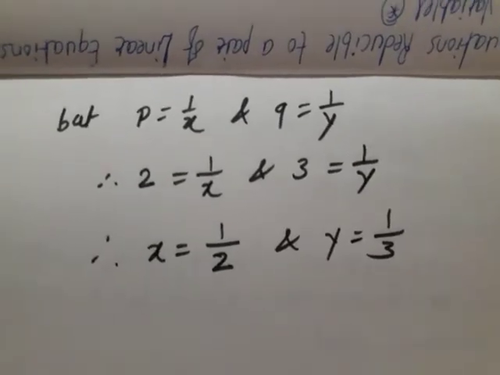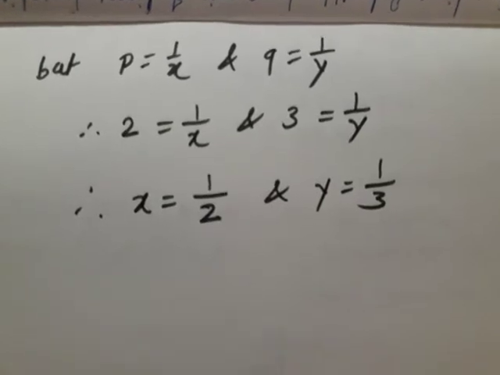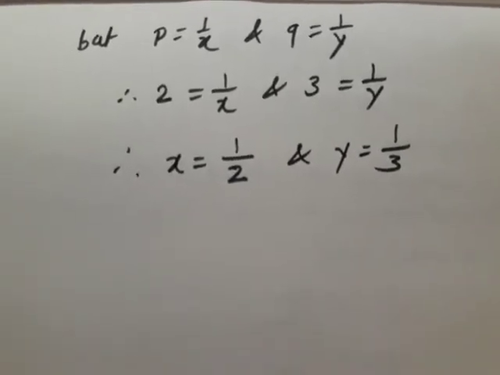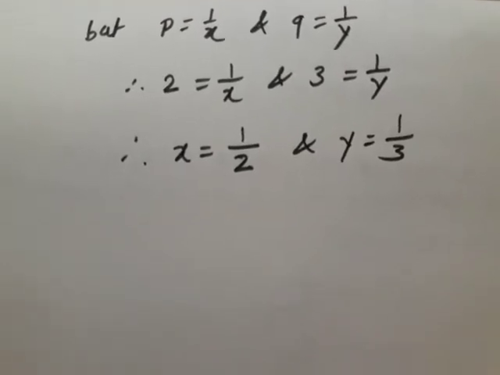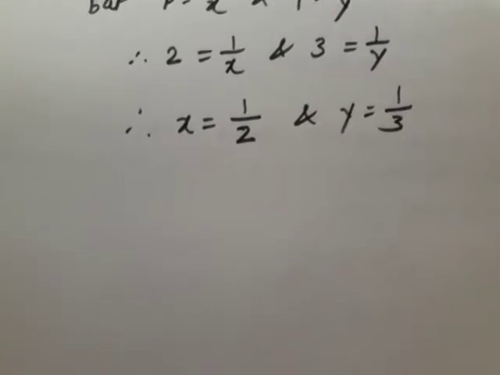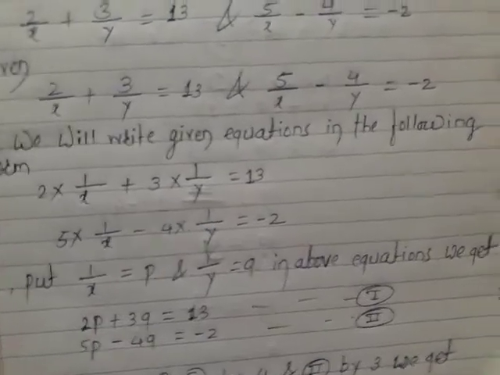Now look here, after getting x is equal to 1 by 2 and y is equal to 1 by 3, we got the solution of the respective linear equations which were given to us. Understood? So this is how we have to do it. First of all, I am going to show here in the notes whatever I have explained before. This is our notes page, look.